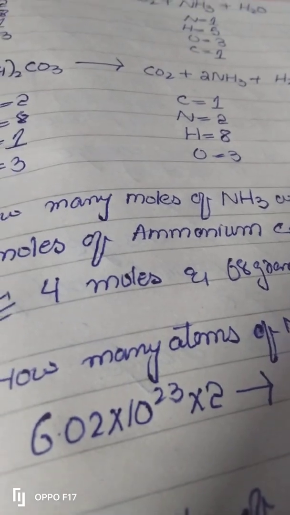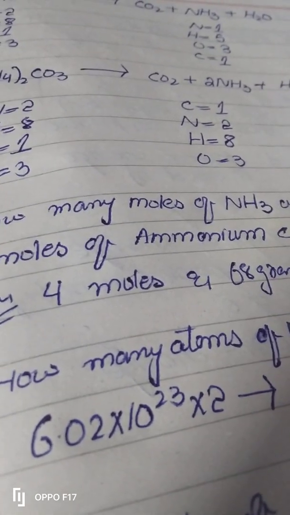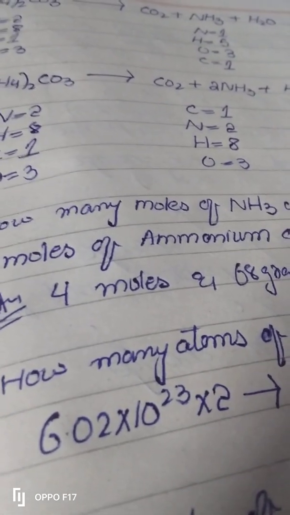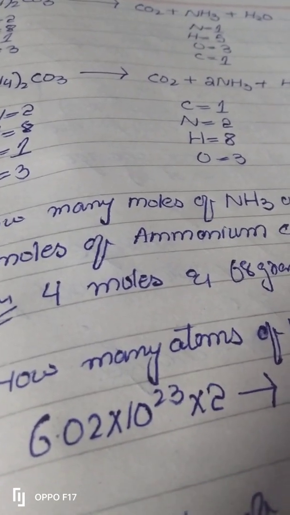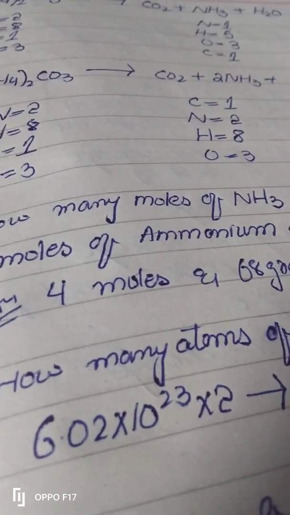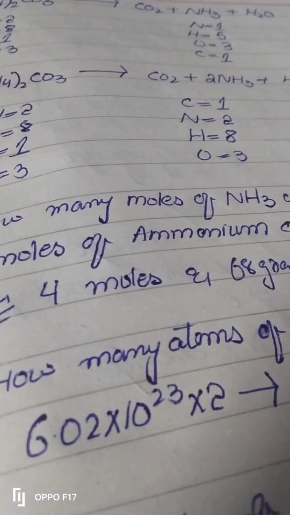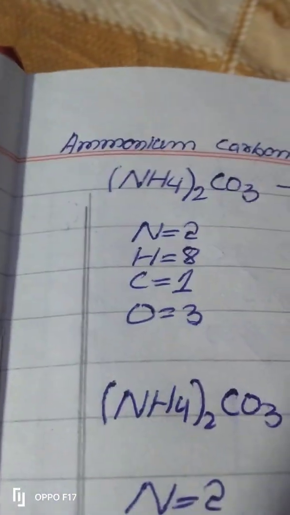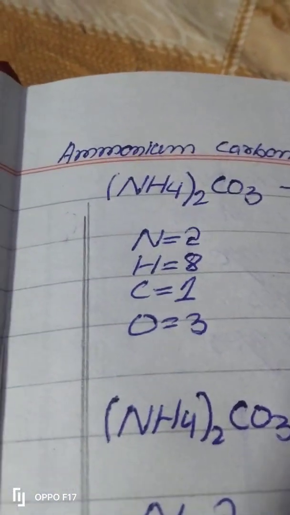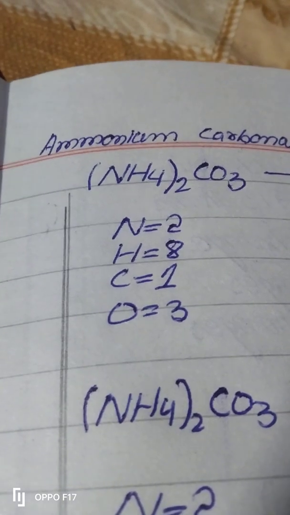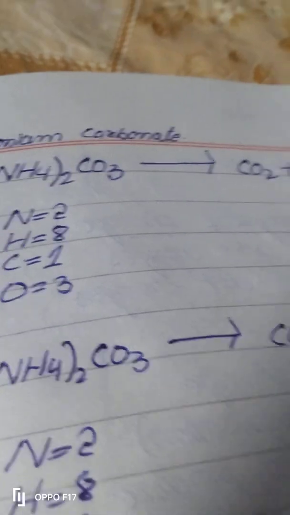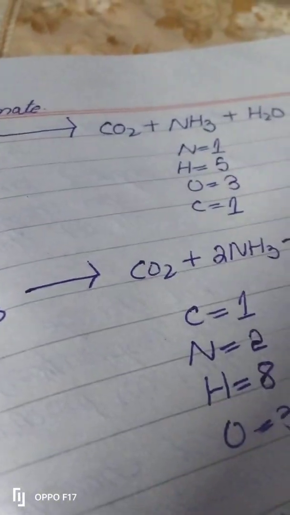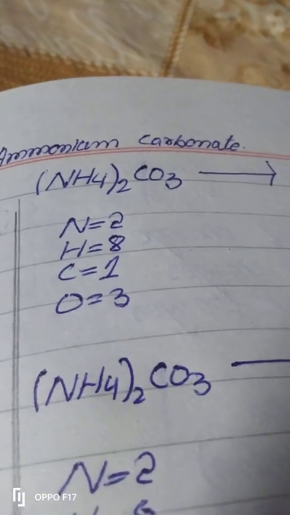First of all, let us think: what is the formula of ammonium carbonate? The formula of ammonium carbonate is (NH4)2CO3. Okay, so now let's look at the equation. When 1 mole of ammonium carbonate (NH4)2CO3 decomposes, what does it form? It will form ammonia, carbon dioxide and water. And now we will balance the equation.